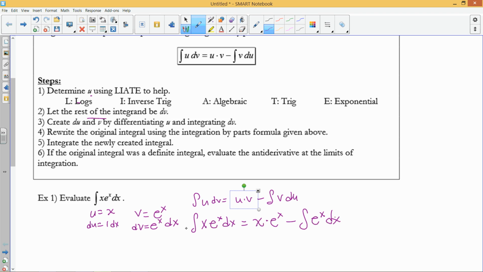Now what just happened here? We took an integral that we didn't know how to solve. We half solved it in the front here, and then we created a smaller integral in the back. The hope is that I can actually integrate this one in my head, which I can. So x e to the x stays x e to the x, and the antiderivative of e to the x is e to the x plus c. So the integral of x e to the x dx is this.